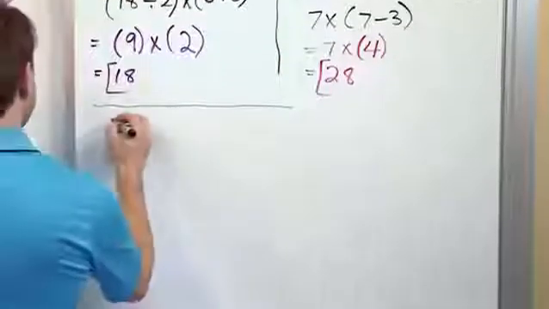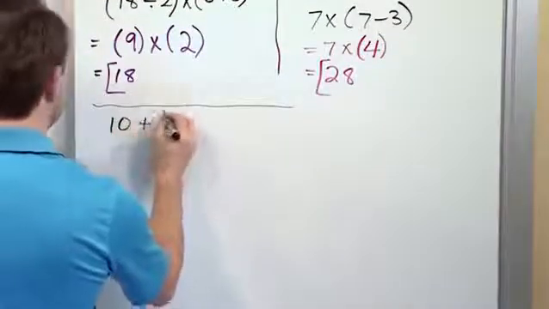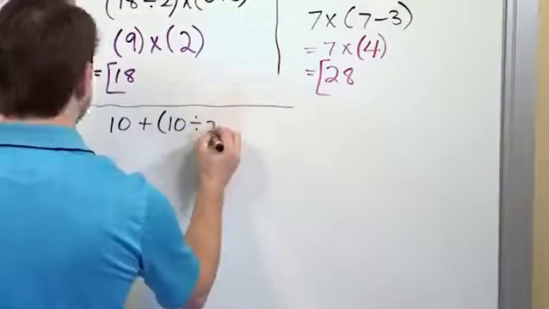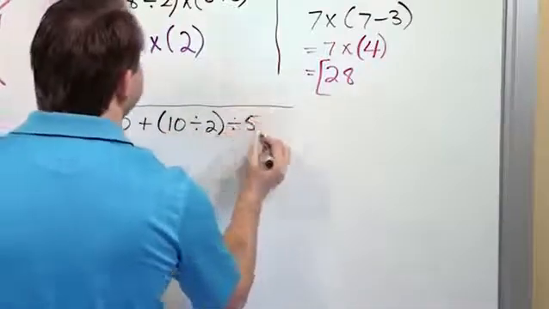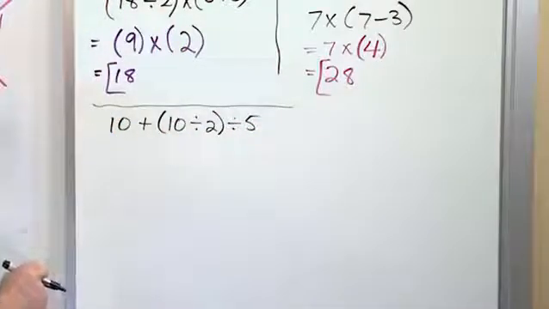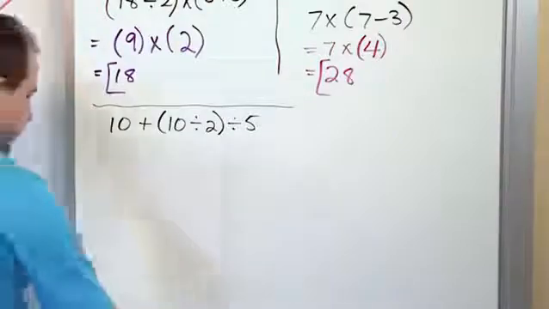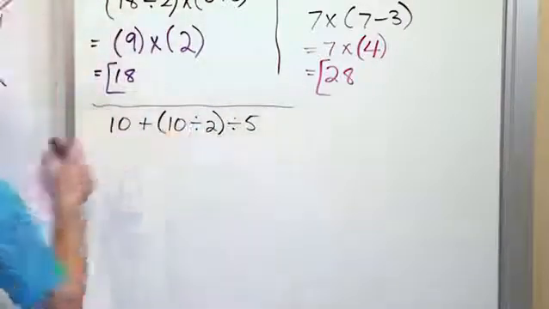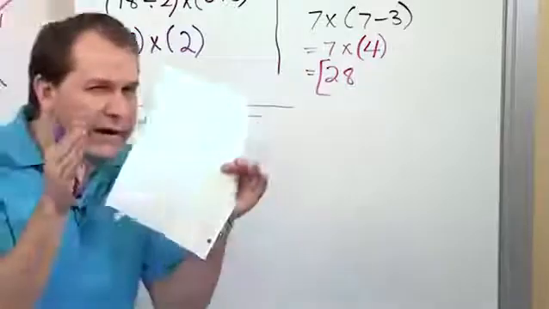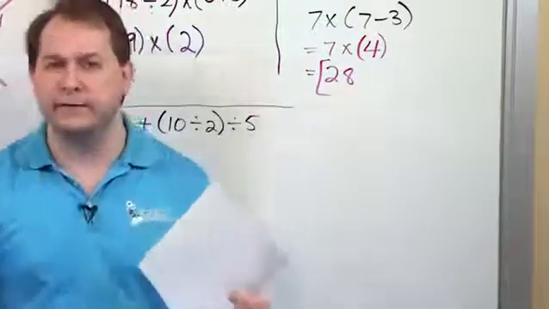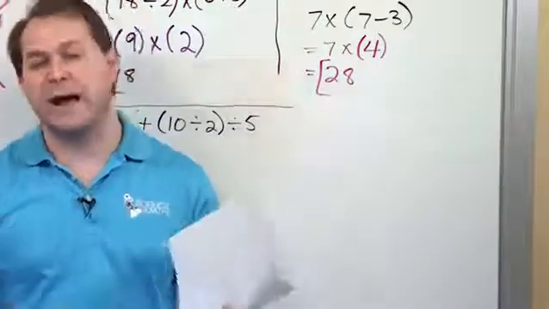All right, let's do 10 plus 10 divided by 2 divided by 5. So here's a problem. First thing we do is we look for parentheses. We see that we have parentheses, so we know we have to do what's inside here first. But once we're inside of there, first we look for multiplying and dividing. We do those first, then we look for adding and subtracting.